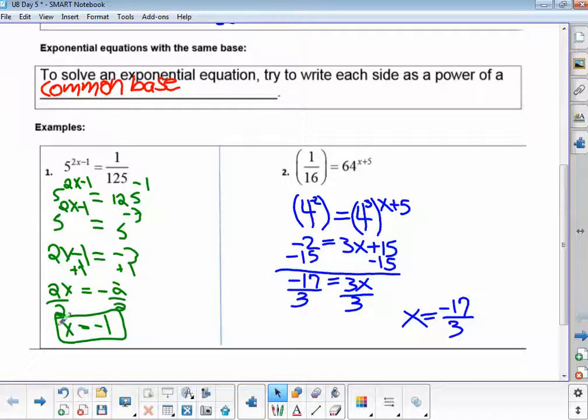It's okay to have a negative exponent. It's not a logarithm equation. In problem 2, you make them both powers of 4. So 1 over 16 is 4 to the negative 2, and 64 is 4 to the 3. Remember to distribute the 3 to the x and to the 5. So you have 3x plus 15. Solve your equation, and you have x equals negative 17 over 3.